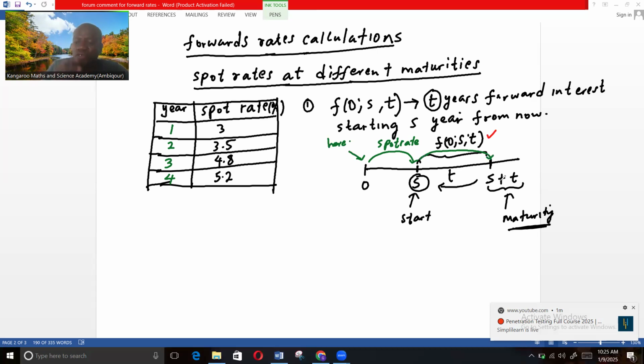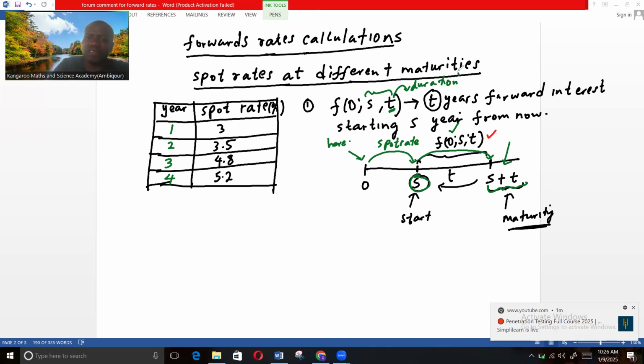If we were to work this out mathematically, we know the s spot rate from here up until here, but we want to calculate the forward interest rate which started at s, a t-s forward interest rate. So the maturity will be s plus t. The maturity will be the starting point plus the duration. This is just the duration of the interest rate.